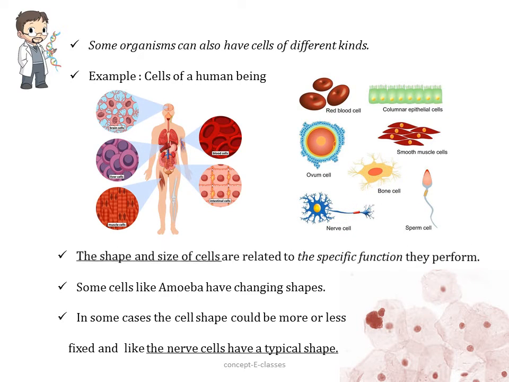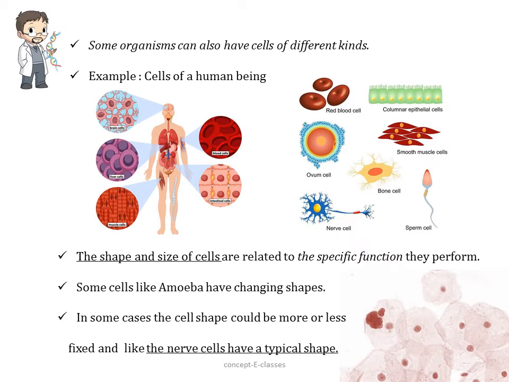Now the shape and size of the cells are related to the specific function they perform. For example, the nerve cells have branch-like structures. Why is that? It is mainly to interact with an environment. So the shape and size of the cells are mainly related to the specific function of each cell.